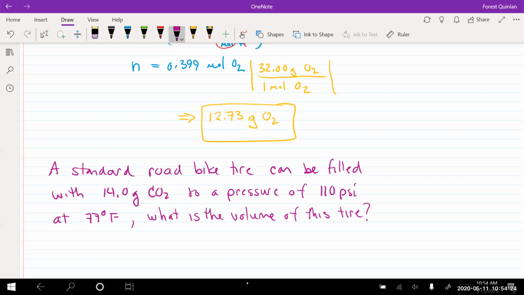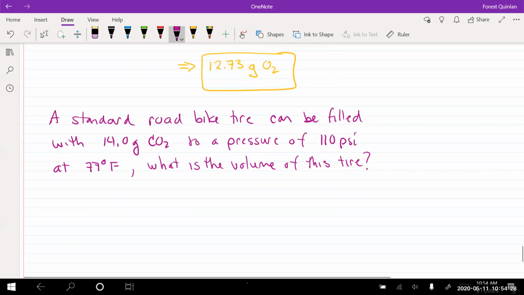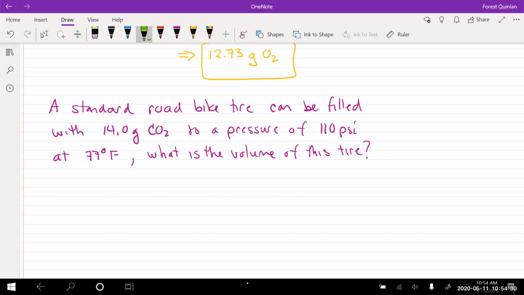Okay, so nothing's changing. Reagan said nothing's changing. Now I'm just getting real confident of myself. So we're solving for volume. So volume is equal to nRT over P.